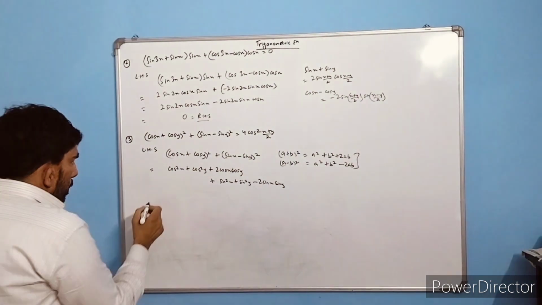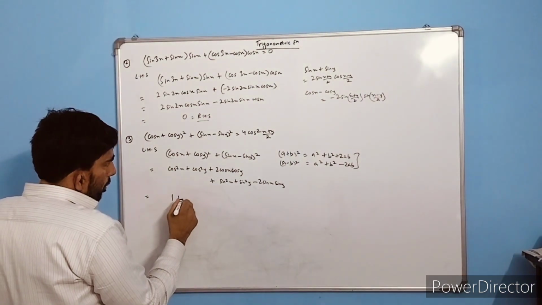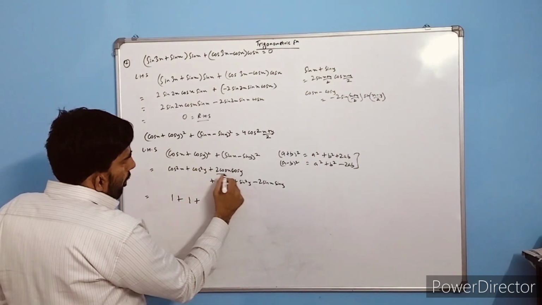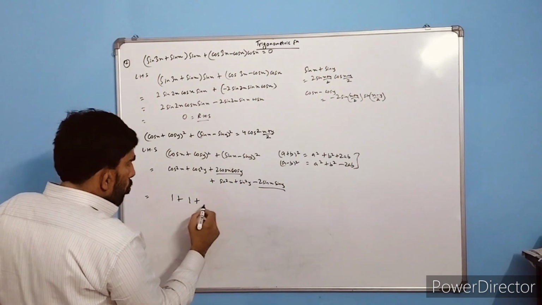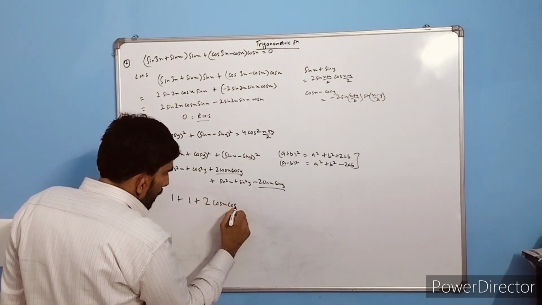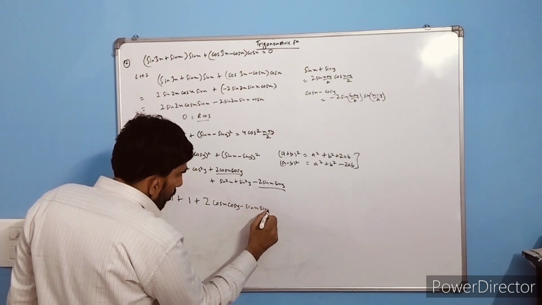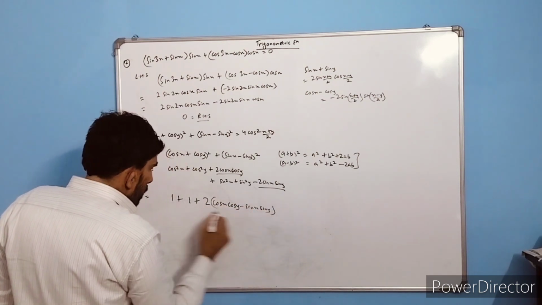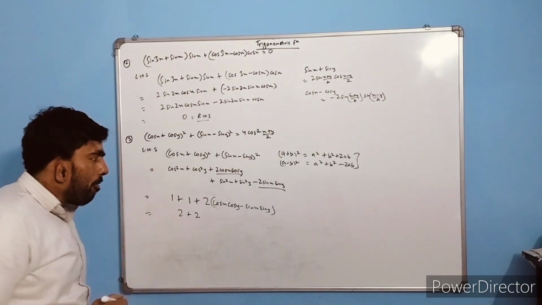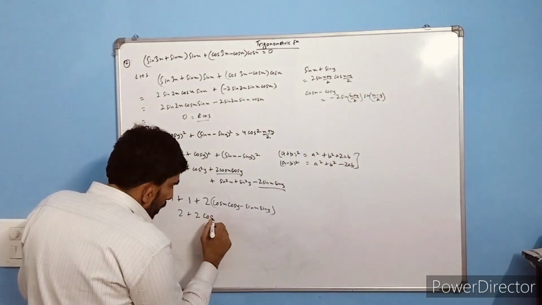Okay, so now we know the identity: sin square x plus cos square x is 1. Sin square y plus cos square y is 1. Now we are left with this. We can take 2 common, so what is there? cos x cos y minus sin x sin y. Okay, so 1 plus 1, 2 plus 2. Now we know this is the formula for cos (x plus y).